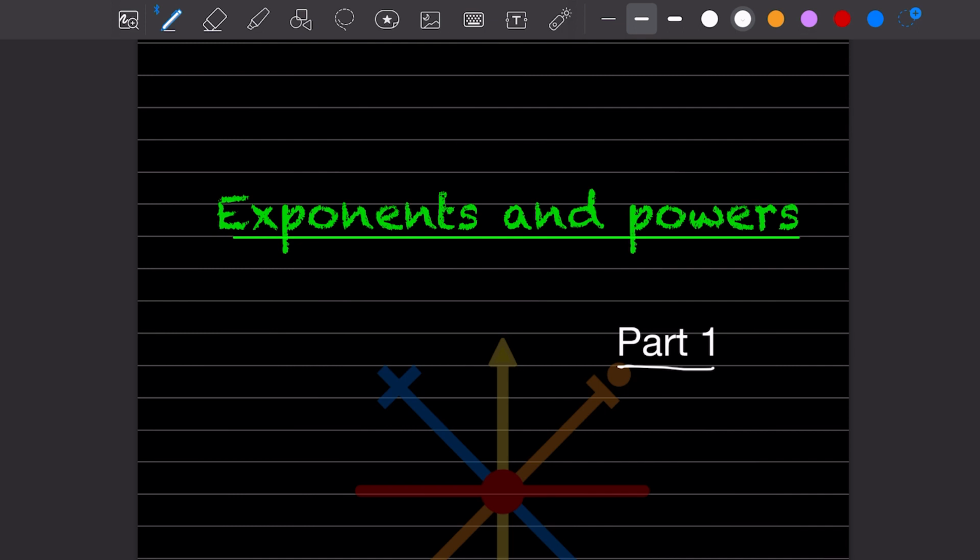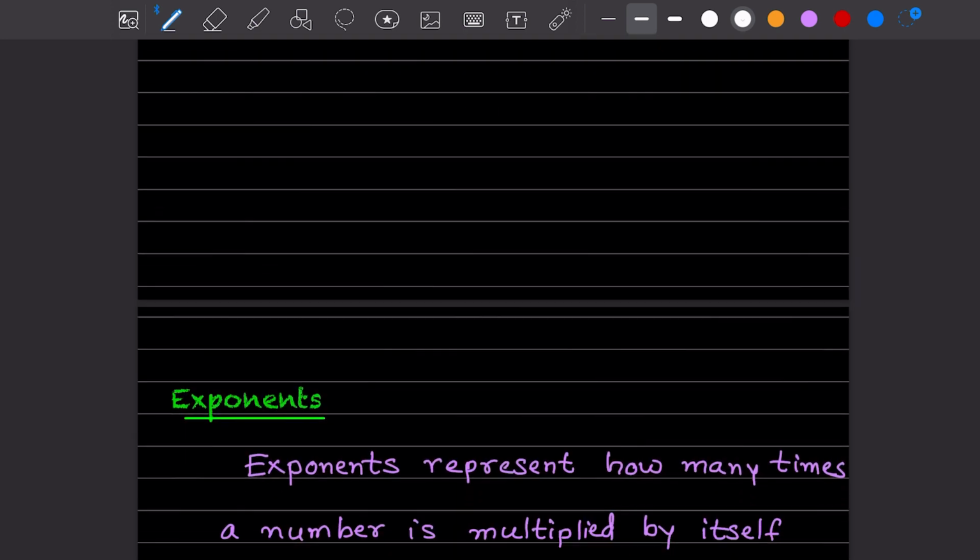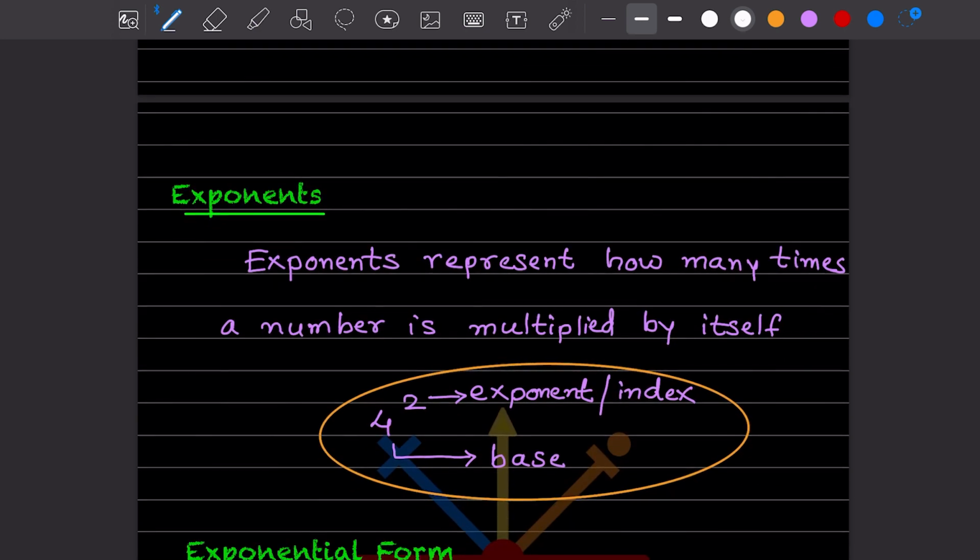Today we are going to see a new topic, that is exponents and powers. So first thing we are going to see here, we are not going to go directly to the examples, but we'll see some of the key points over here. And here, first we'll start with the exponents. So what is an exponent? Exponents represent how many times a number is multiplied by itself.